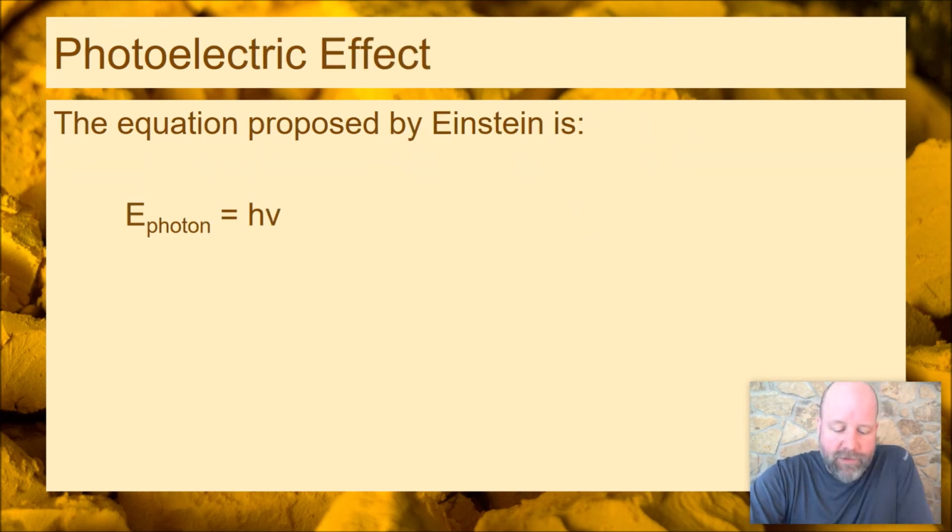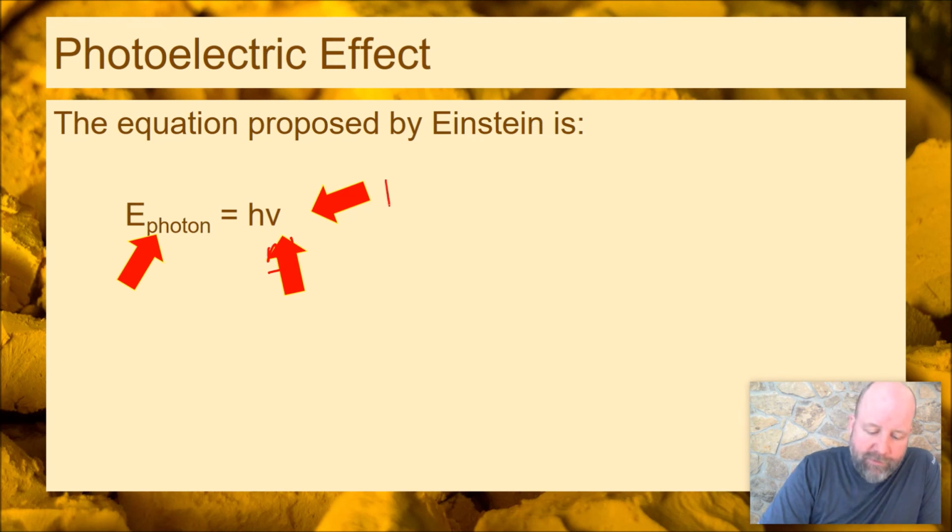Photoelectric effect. This is Einstein's equation. The energy of a photon is equal to Planck's constant times nu. This is not a V. If you have to write this out on the AP exam, which I don't expect you will, but if you do, you should write nu. Type out nu, don't put a V, because that's not really a V. And nu, of course, is frequency.